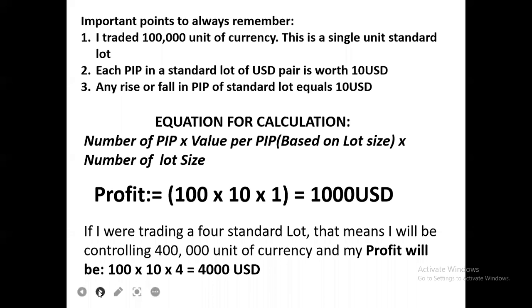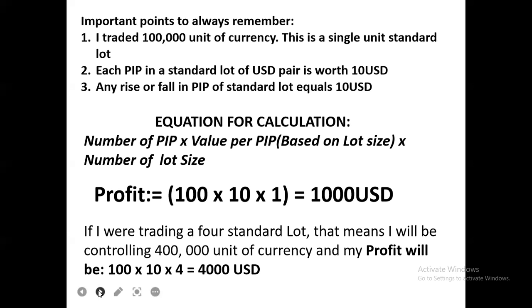So let's calculate quickly. Now I have 100 pips because of the movement, times 10. Why? 10 is the value per pip under the standard lot. And then how many units of the standard lot am I trading here now? I'm trading a single unit because I'm controlling 100,000 units of currency, which is equal to a single unit standard lot. That means this multiplication gives me 1,000 US dollars.